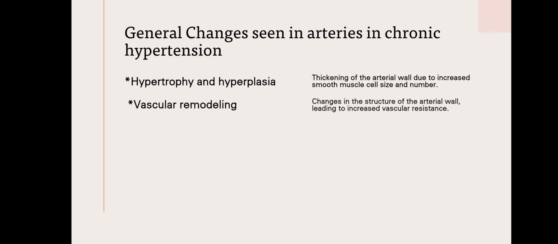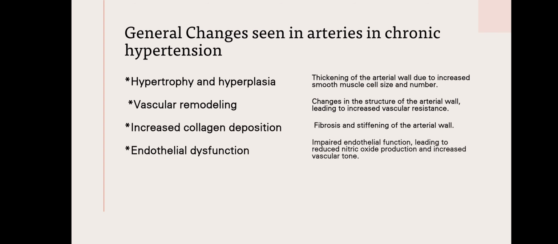Second is vascular remodeling. This is about the changes in the structure of the arterial wall leading to increased vascular resistance. Increased collagen deposition is also part of the remodeling of the vascular caliber and the wall thickness and stiffening of the arterial wall. The endothelial dysfunction leads to a reduced nitric oxide production and increased vascular tone, and also this can cause plaque formations and sedimentation of platelets.